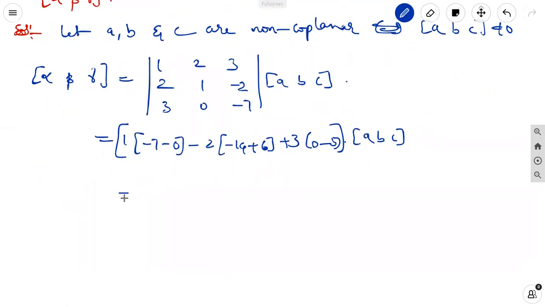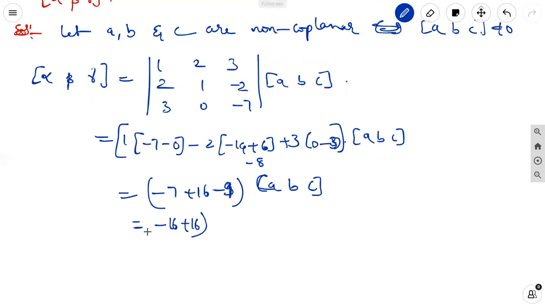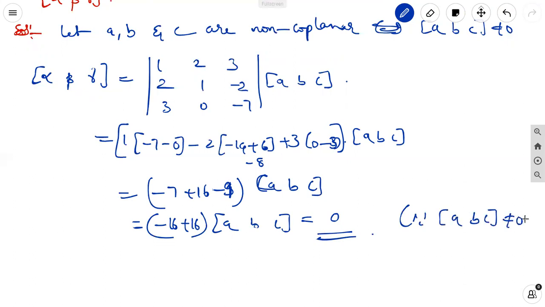Find the determinant. It is minus 16 plus 16 into the volume of abc. It is 0. 0 into something is 0. Why? Because the volume of abc is not equal to 0. It is the solution.